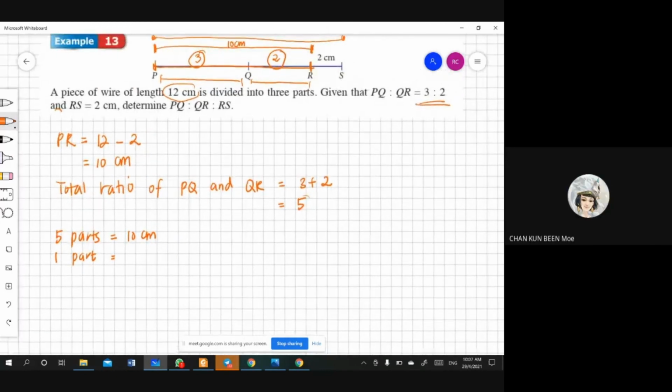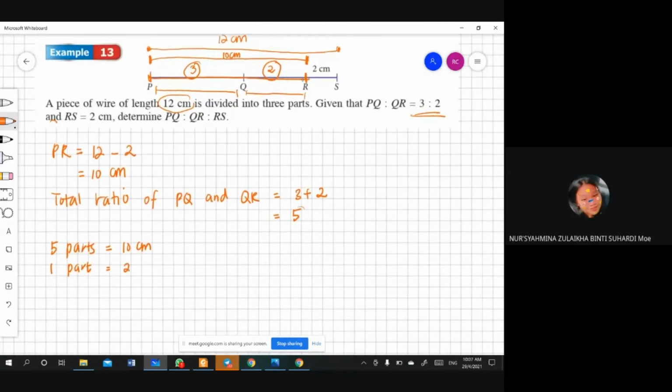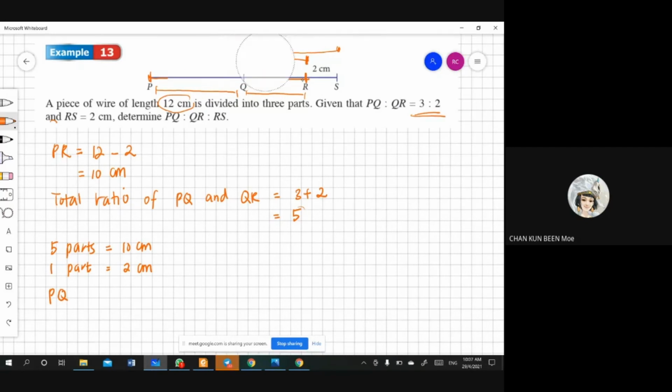Yes, very good. It is equal to 2 centimeter. So simple, you will be able to get the length of PQ already. I rub off everything first. Maybe it's messy, you can't recognize. So now, can you tell me from P to Q? How to get P to Q? It will be 3 times 1 part, 2.